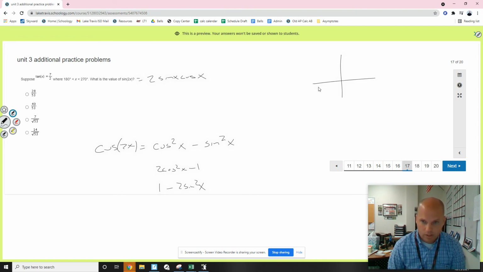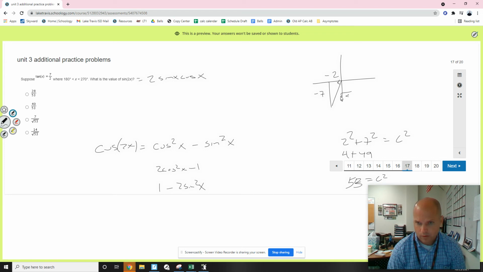Between 180 and 270, boom, third quadrant. Tangent is 7/2. So here is x, opposite is 7, adjacent is 2. Hold the phone. Going in the third quadrant, I'm left and down. That needs to be negative and negative. Too many people make mistakes on that. Let's find the hypotenuse. 2 squared plus 7 squared equals c squared. I don't care about the negatives because I'm squaring. That's 4 plus 49, which is 53. So this is root 53.